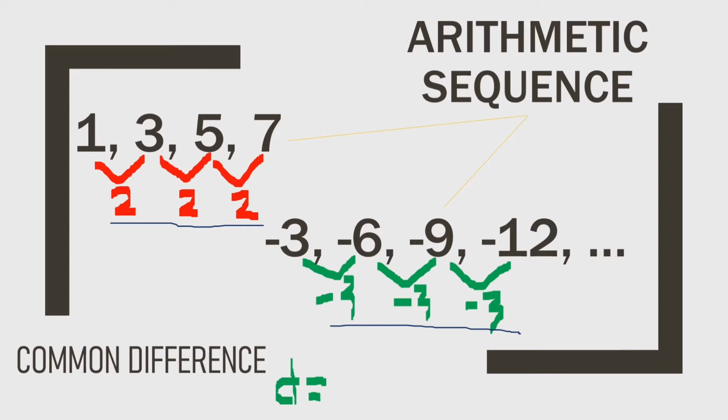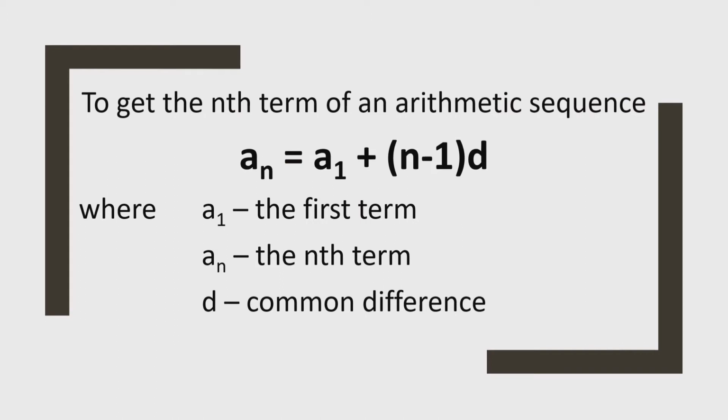To get the difference, we subtract a sub 1 from a sub 2, or in symbol, that is a sub 2 minus a sub 1. Pwede nyo rin gamitin ang a sub 4 minus a sub 3, a sub 3 minus a sub 2, or kahit anong term as long as magkasunod sila sa sequence. Para makuha natin ang nth term ng arithmetic sequence, gagamitin natin ang formula na a sub n equals a sub 1 plus the quantity of n minus 1 times d, where a sub 1 is the first term, a sub n is the nth term or the term you are looking for, and d is the common difference.